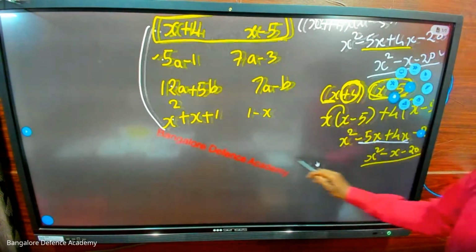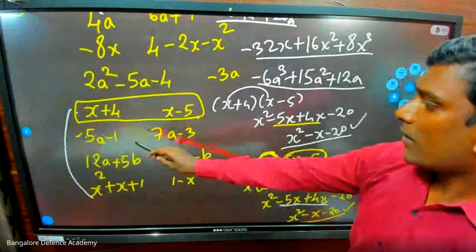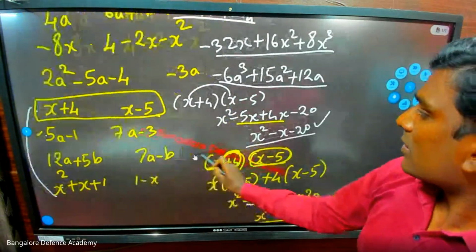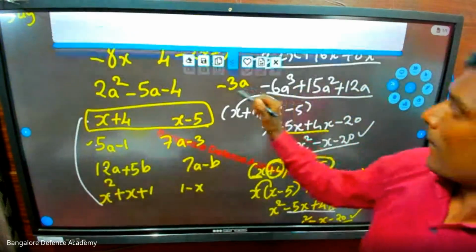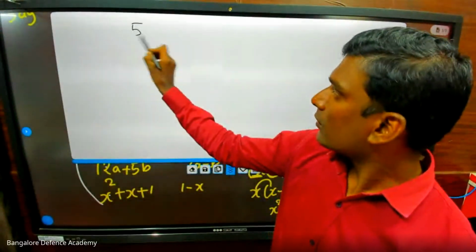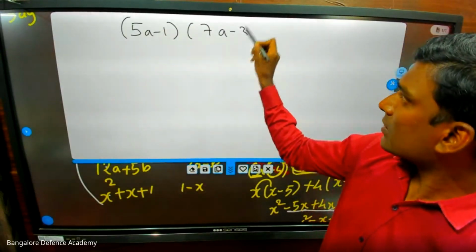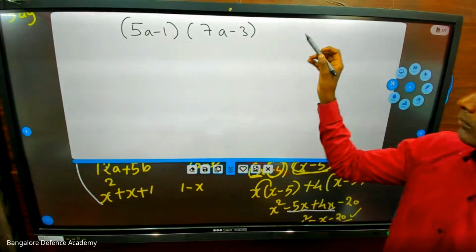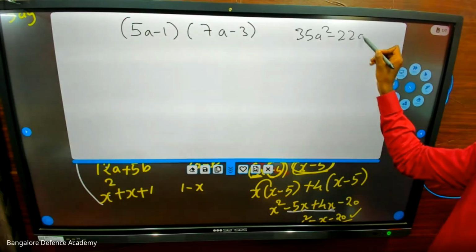Yes, you guys have done these questions. So what was this? 5a minus 1, 7a minus 3, correct? What is the question here? Tell me the question. 5a minus 1 bracket, 7a minus 3. What answer did you get? 33 square minus 22a plus 3.